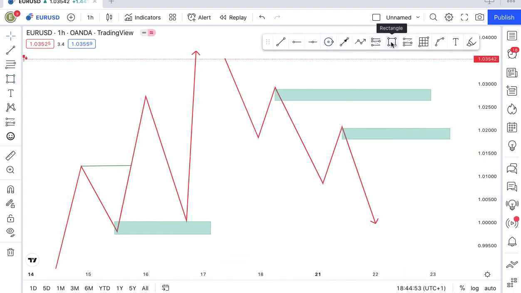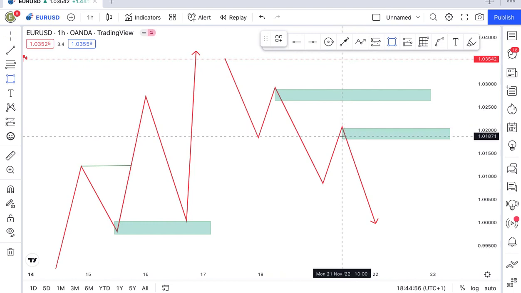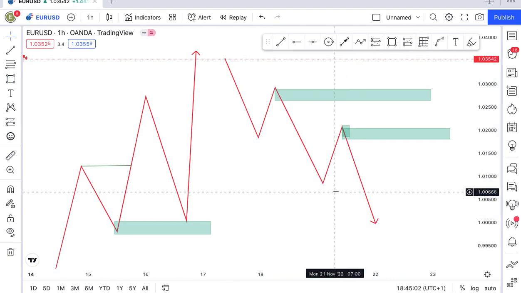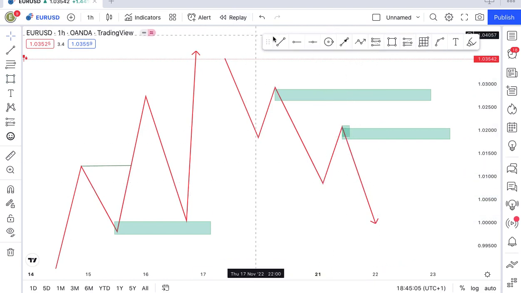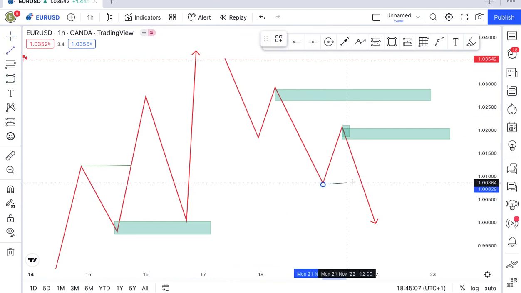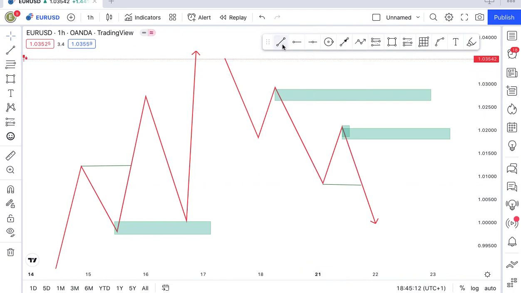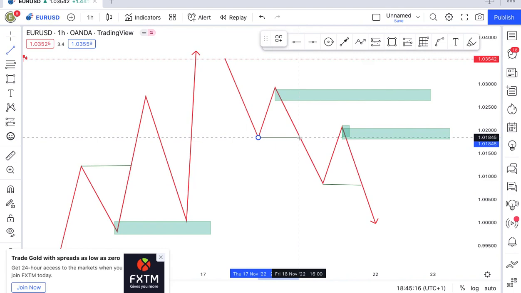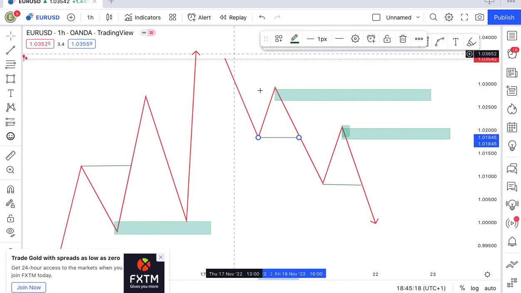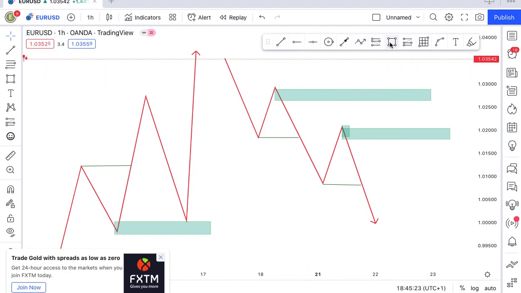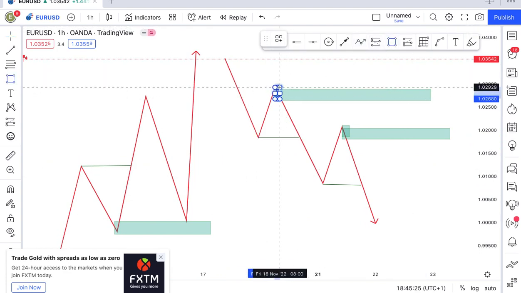Then your bearish order block will be the last green candle, the last bullish candle before the downward movement, or before the bearish movement that broke structure to the downside. You get to the last bearish movement and the last bullish candle before it, and that's where you can find your order block.